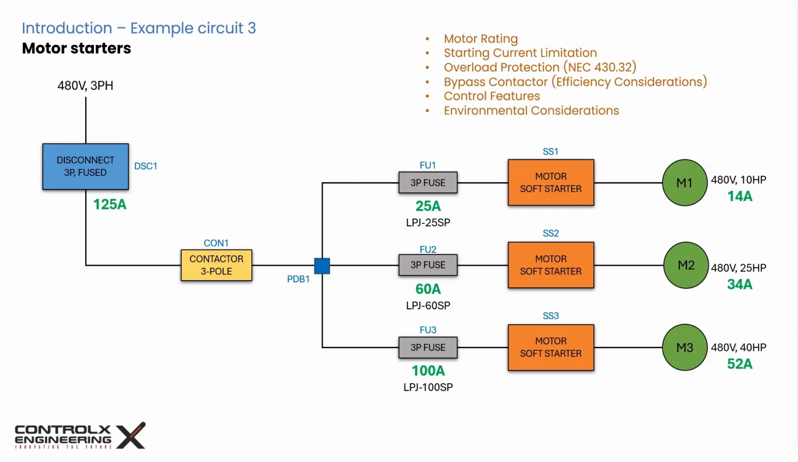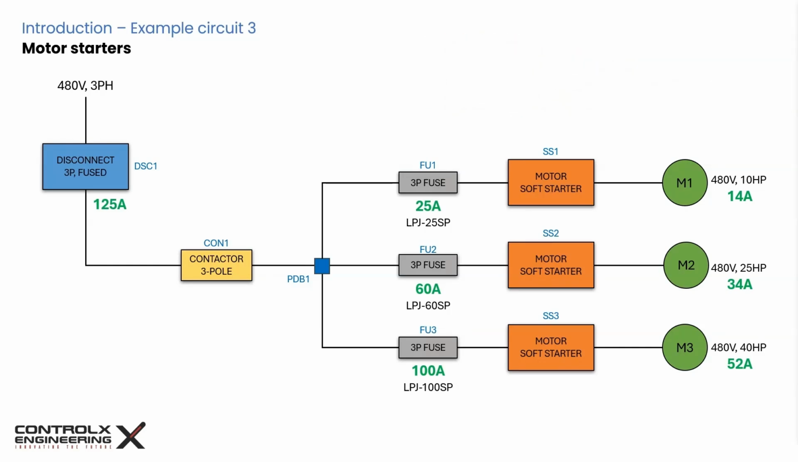Then there are also environmental considerations. Some soft starters require derating at higher temperatures, for example. Another important consideration is the enclosure type. Choose NEMA ratings like 4X or 12 depending on your location. Given these considerations, this is the soft starter that I have selected.